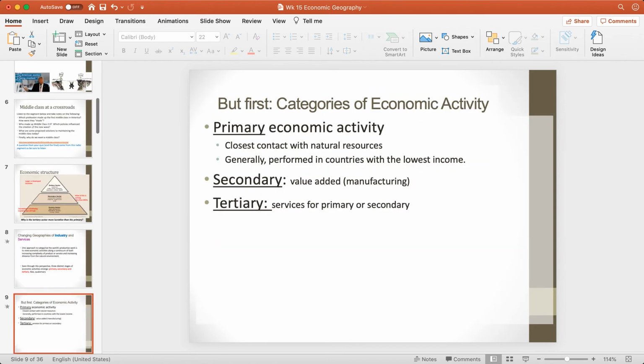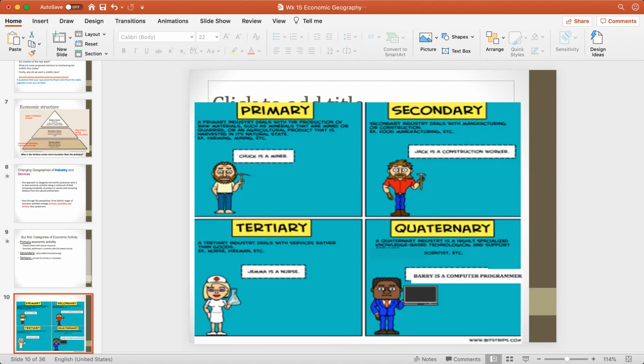All right. Just another way to look at these, and you can go over all these slides on your own as well. I don't really think they need too much explanation. So primary would be like a miner, secondary, a construction worker, tertiary, a nurse. And then they're also adding in the quaternary, and this is more like a geography 200 level class that we could get into. But quaternary is going to be highly specialized knowledge-based technological support. So a scientist, a professor, a computer programmer. They're the best paid and the most lucrative, most profitable, generally speaking, of the sectors.